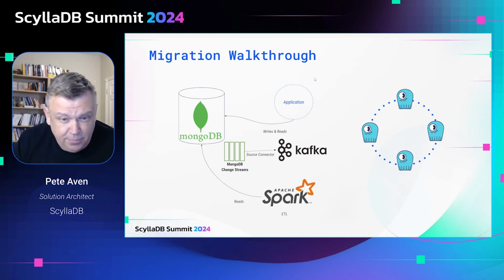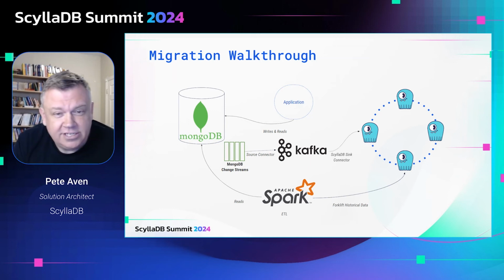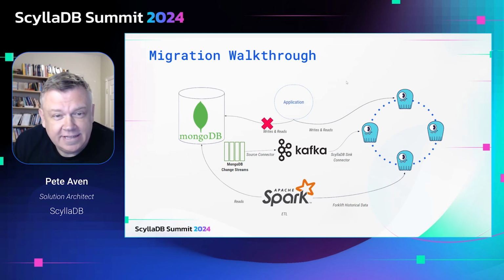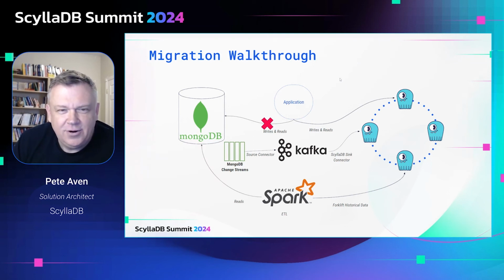Additionally, we have our Apache Spark connector, so we can forklift historical data, do some ETL using Apache Spark, and move that over to ScyllaDB, while our Kafka connector is pulling the data from those MongoDB change streams. Once we get that data all over to Scylla, we can then just redirect our application and point it to Scylla. This is one way to migrate from Mongo to Scylla. Of course, your mileage may vary. Sometimes your application is doing dual writes to both Mongo and Scylla, but this is the 101 in a nutshell: how to migrate an application from MongoDB to Scylla.